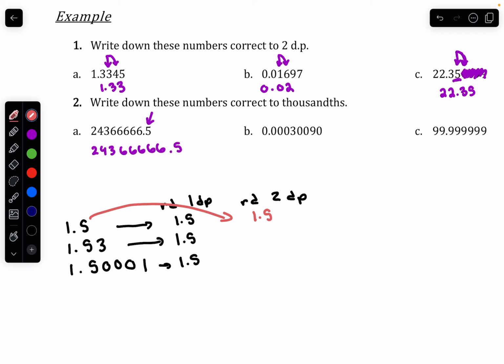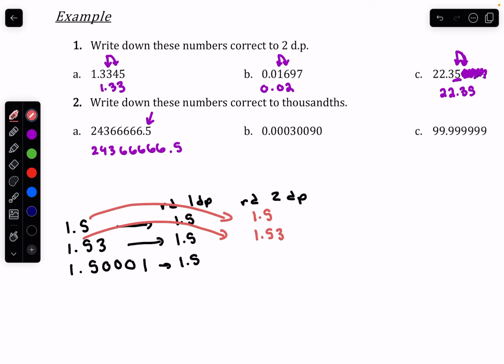Now when I take 1.53 and round it to 2 decimal places, the second decimal place is the 3. There's nothing after the 3, so I just write 1.53. So at 2 decimal places, now I can see, oh, you know what? Those first 2 numbers aren't the same. When I rounded to 1 decimal place, it made it look like they were the same. When I go to 2 decimal places, they don't look the same.